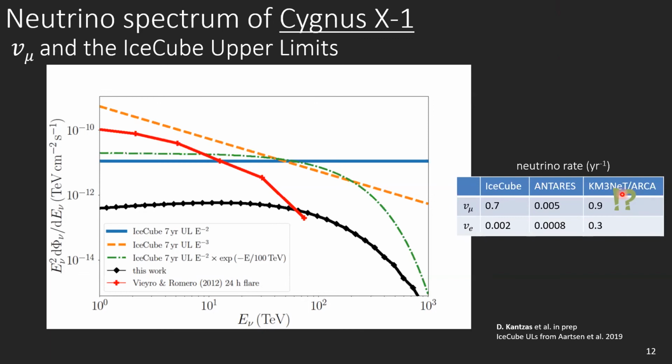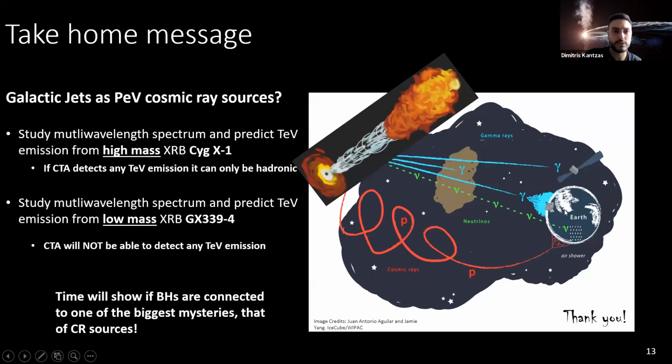Okay, I'm done. And in the case of future facilities like KM3NeT, there might be an increase to 0.09 muon neutrinos per year. So yeah, that's my conclusion.